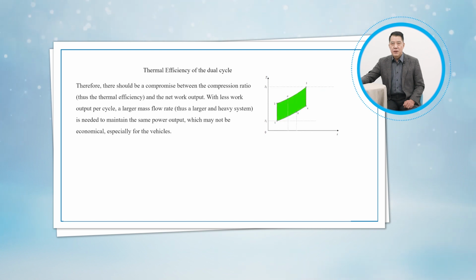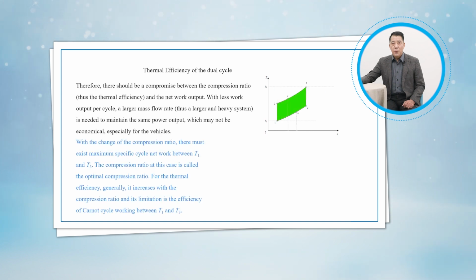a cycle. With less net work output per cycle, a larger mass flow rate is needed to maintain the same expected power output, which may not be economical, especially for vehicles. With the change of the compression ratio, there must exist a maximum specific net work per cycle between T1 and T3. The compression ratio in this case is called the optimum compression ratio.